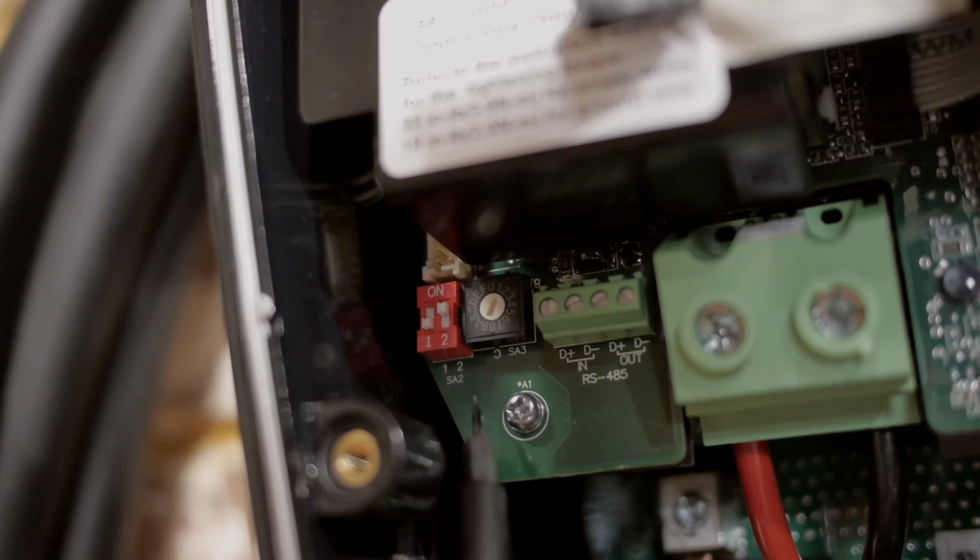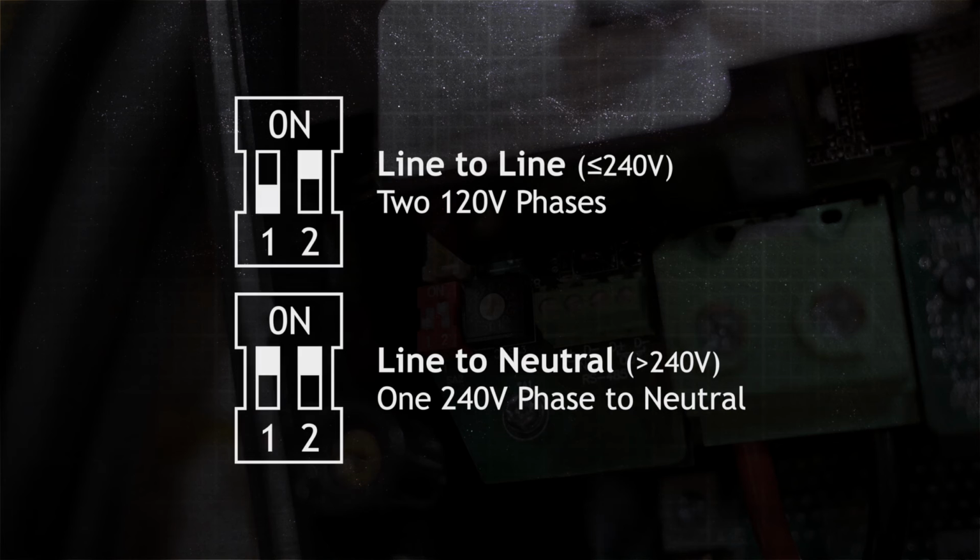Before closing up the charger, there are two dip switches and a rotary dial to deal with. The dip switches have two configurations depending on whether the charger is powered by two 120-volt phases or a single phase of 240 volts or greater. My charger and most chargers in the US will be wired using the line-to-line configuration.